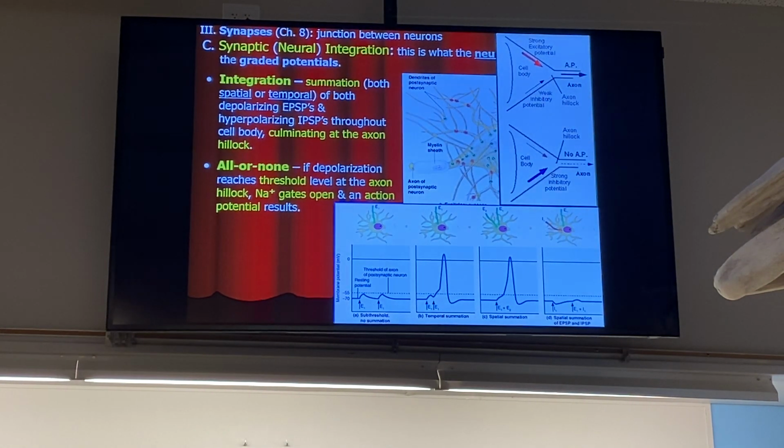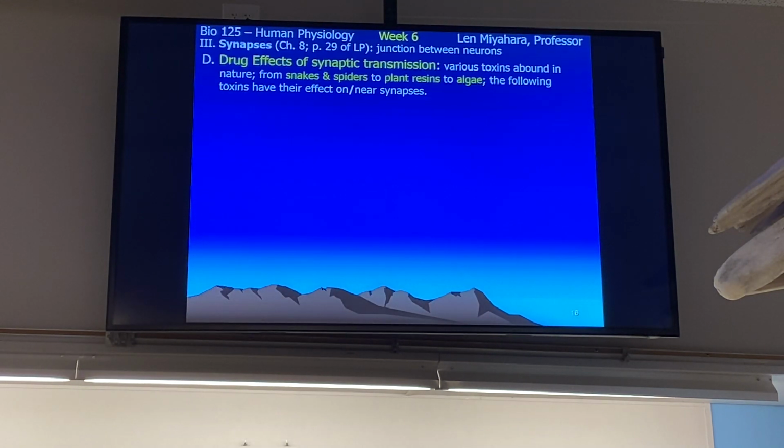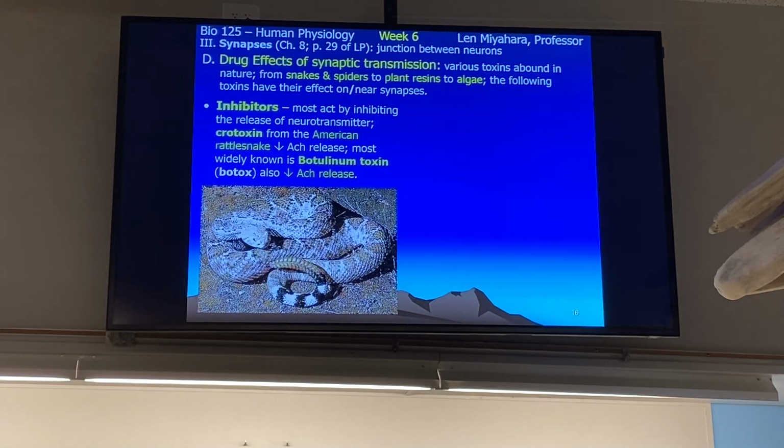And again, it's all or none over there at the Axon Hillock, threshold or not. Okay, let's talk about various drug effects at the synapse. And this is actually how we began pharmacology, because we actually saw actual physical effects from various chemicals. And all the chemicals that originally became drugs were all natural. We didn't start making synthetic drugs until the second half of the 20th century. For centuries, the whole understanding of pharmacology came from naturally occurring chemicals.